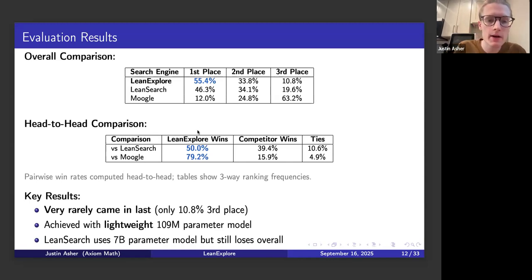I also did a head-to-head comparison. Versus LeanSearch, LeanExplore comes in first place 50% of the time, the competitor wins 40% of the time, and it ties 10% of the time. And versus Moogle, it was even more extreme, at 80% of the time. So it very rarely came in last.